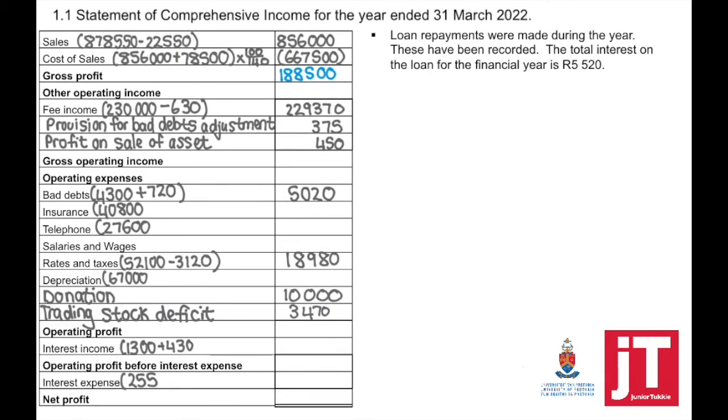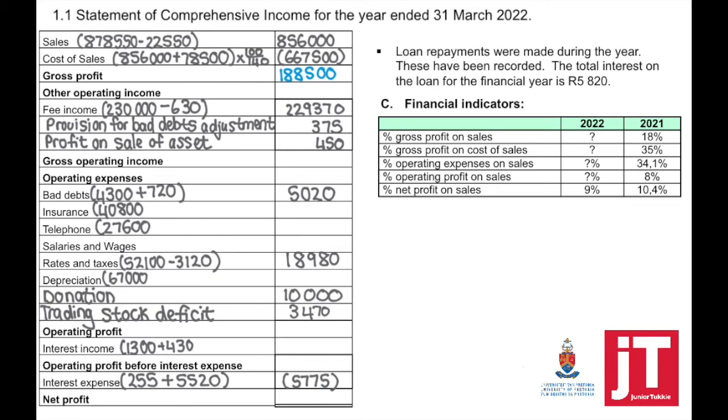Make sure that you show your calculations. Loan repayment made during the year, these have not been recorded. The total interest on the loan for the financial year is 5,520. So the payment was recorded. The interest was not yet recorded. Interest on loan forms part of your interest expense, so this must be added to the interest expense account. Now we can calculate our total interest expense. Ensure that that is shown in brackets.